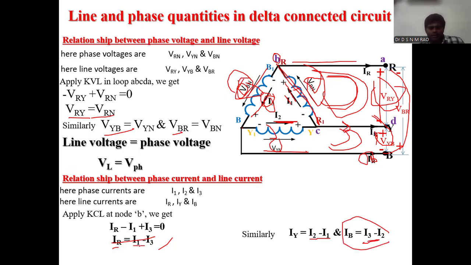The vector differences between these are the phase currents. I1, I2, I3 are the phase currents. IR, IY, IB are the line currents. So IY equals I2 minus I1, IB equals I3 minus I2, and IR equals I1 minus I3. Now this can also be written as I1 plus minus I3. This is nothing but vector addition.